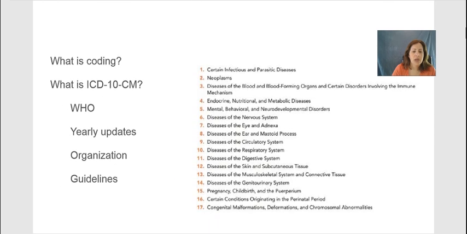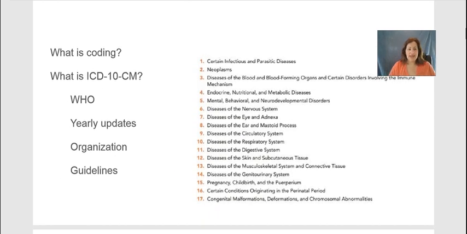Okay? So first, what is coding? Coding is the process of taking the words the doctor says and turning them into an alphanumeric code that represents those words. We put that code on a claim form and send it to the insurance company for them to pay us. Computers work much better in alphanumeric codes than words.